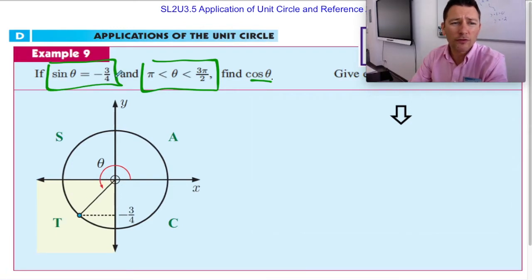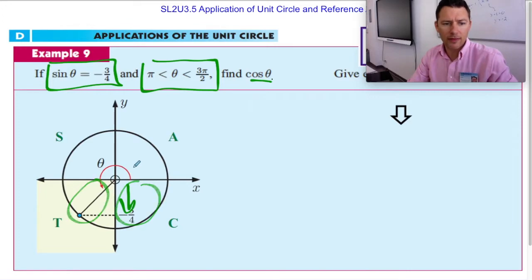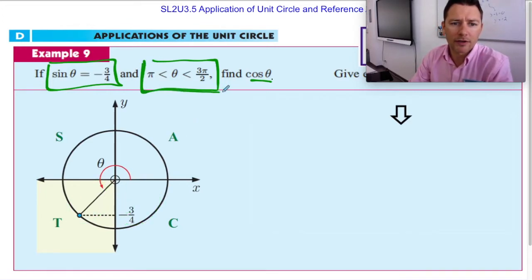Fine. We also know that the sine is negative, so it's got to be down here. It's either in this quadrant or this quadrant, and they take away that doubt by giving us some constraints there. Fine. We know we're in there.